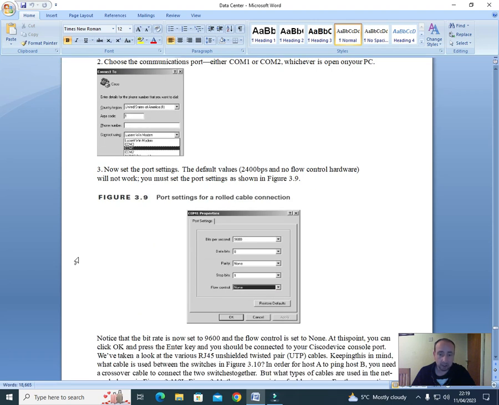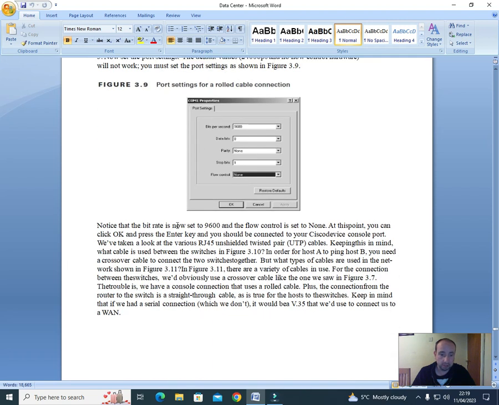Now set the settings. The port values 2400 bps and no hardware flow control will not work. You must set the port settings as shown in figure 3.9. Notice that the bit rate is now set to 9600 and the flow control is set to none. At this point you can click OK and press the enter key and you should connect to your Cisco device console port.